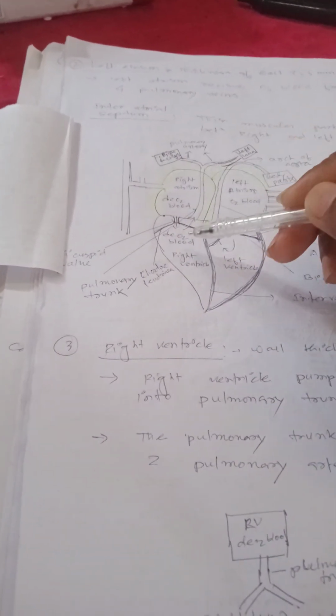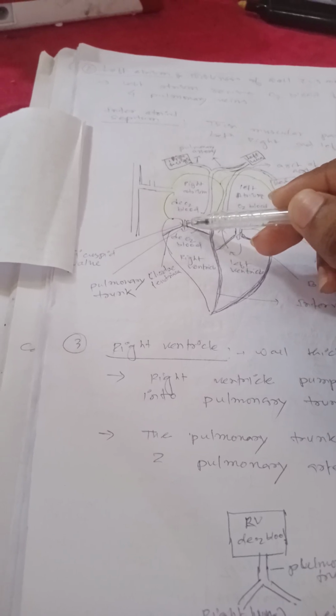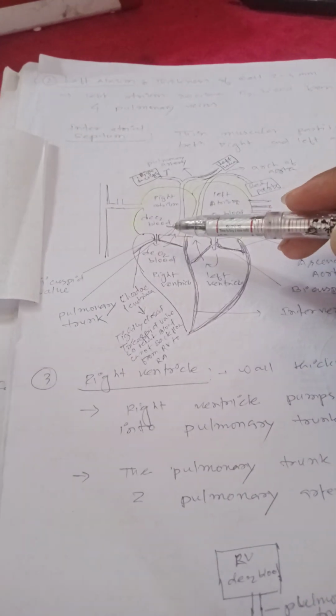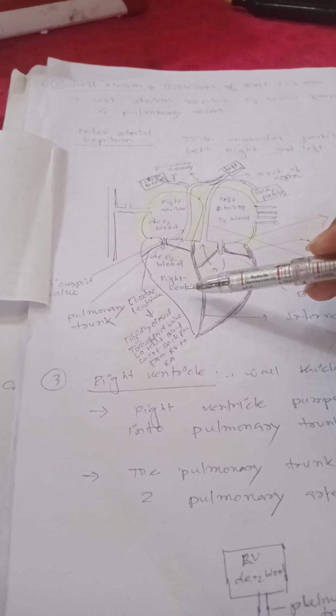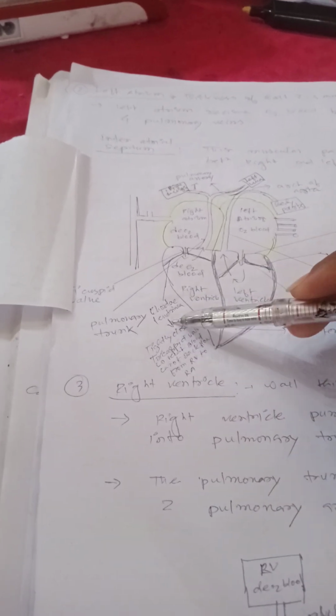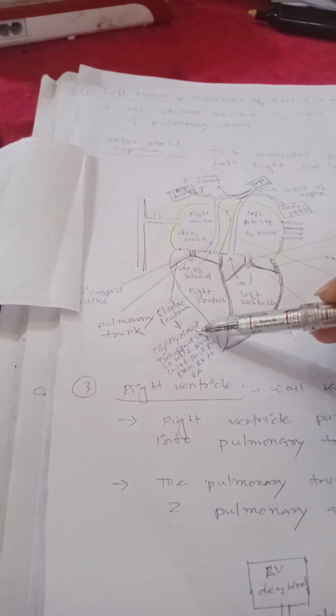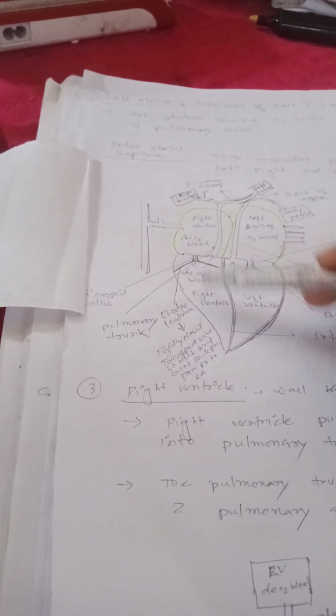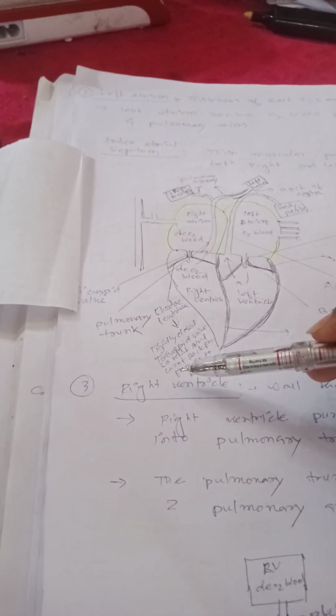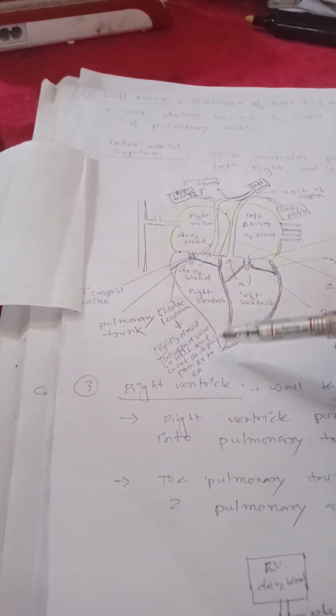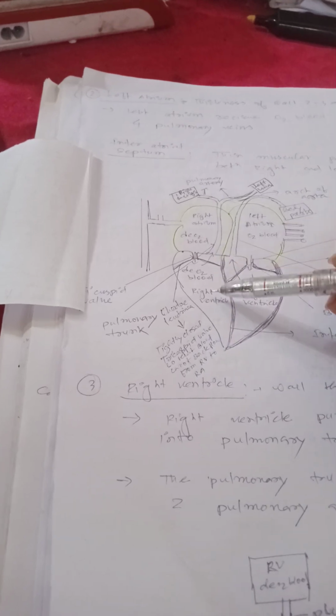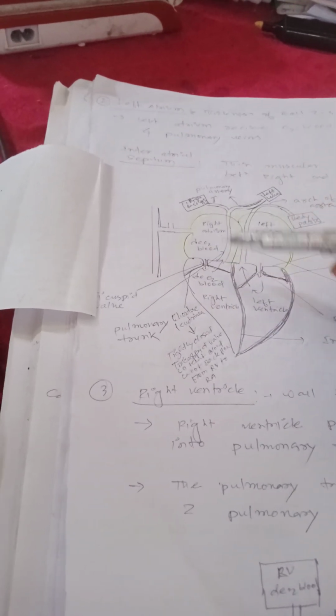This deoxygenated blood enters into the right ventricle through the tricuspid valve, present between the right atrium and right ventricle. This is the tricuspid valve. After the deoxygenated blood enters the right ventricle, chordae tendineae tightly close the tricuspid valve so that blood cannot backflow from the right ventricle to the right atrium.